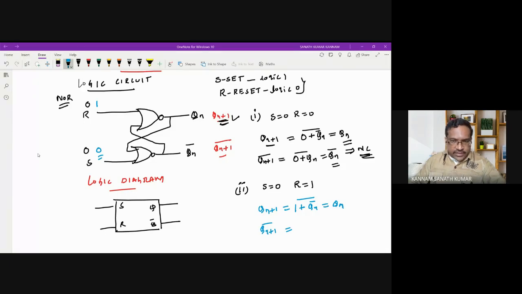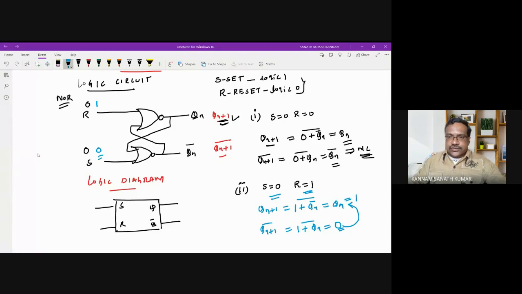One input is Qn plus 1. One input is 1. So that means 1 plus Qn whole bar you are getting. So 1 plus something is how much? You are getting 1. 1 bar is how much? 0. So that means by taking this as reference, you can make this Qn plus 1 as 1. So that means when S equal to 0 and R equal to 1, you are getting which state? Qn plus 1 equal to 1.